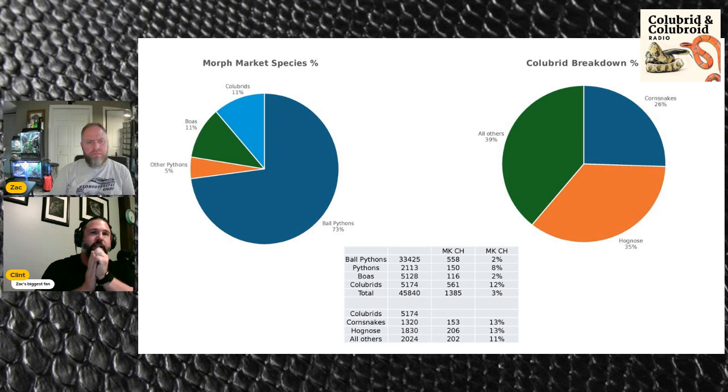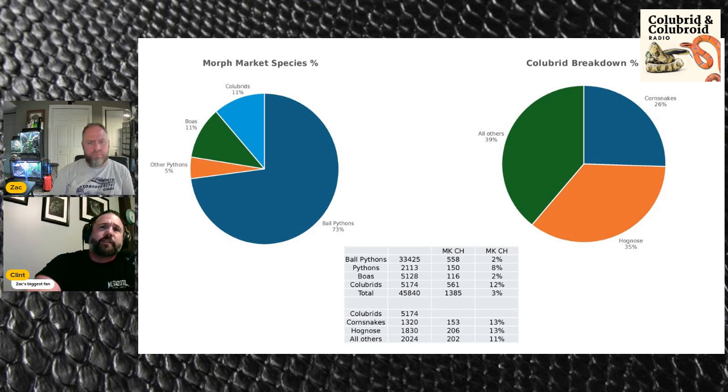I want to say we've seen ball pythons as high as 76%, so that is coming down a little bit. And we're seeing a little bit of growth in, I want to say, the boa market that lifted a little bit, because colubrids have traditionally stayed at 11% of the market.